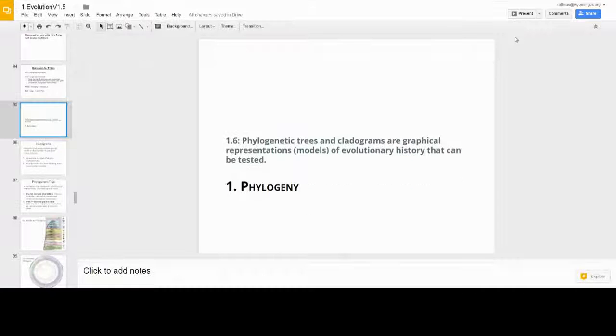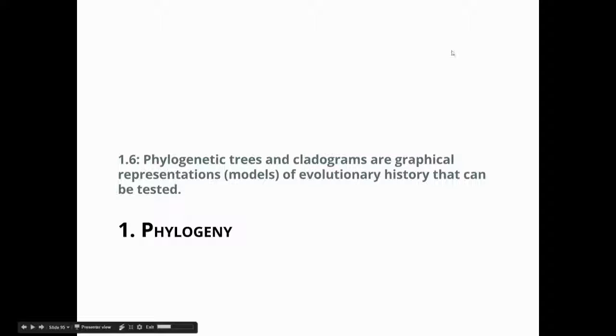Okay, so phylogeny is the information that we will be looking at in these notes. And this is a statement of what you should know. And basically, phylogenetic trees and cladograms are graphical representations or models of evolutionary history.